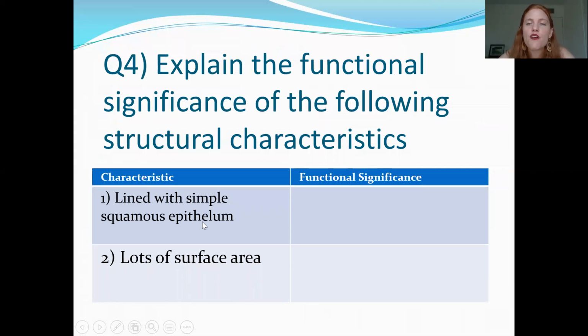What is the functional significance? How does it help the alveoli do their job? Why is it lined with simple squamous epithelium? And why does it have lots of surface area? Pause and see if you can write out a sentence for me.